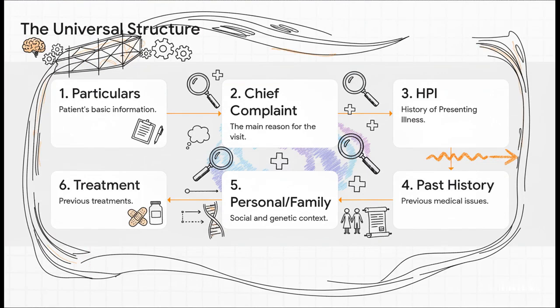You always start with the patient's particulars. Name, age, what they do for a living. Then you get their chief complaint in their own words. From there, you dive deep into the history of presenting illness, or HPI, and this is where we're going to spend most of our time on the swelling. After that, you'll cover past history, any other illnesses, any surgeries. Follow that with personal and family history, and finally, any treatment history they've had for this problem. This sequence is your blueprint for every single case.